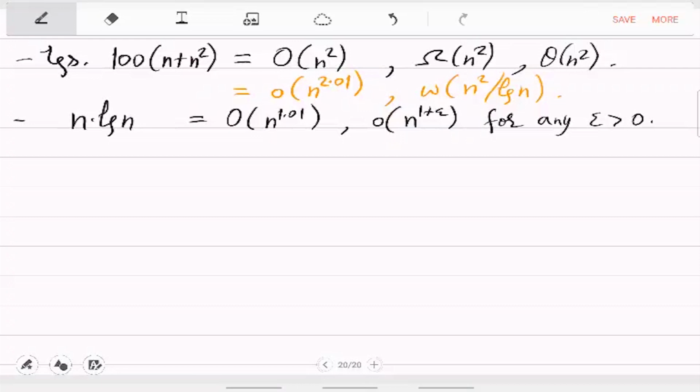So in general, you should remember that n to the c is always smaller than 2 raised to n for all constant c. Okay, polynomial is always smaller than exponential. This is what we are saying here. This asymptotics you should always remember. This is important. Okay, some more remarks.